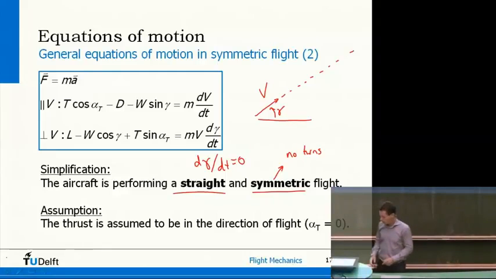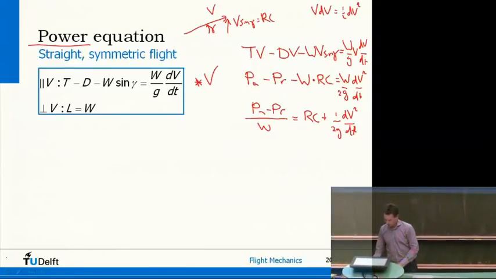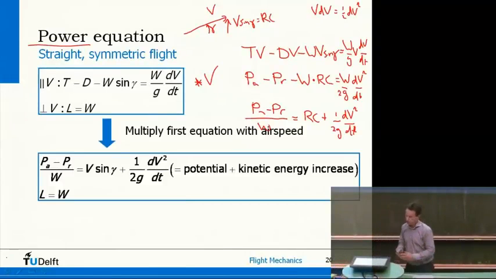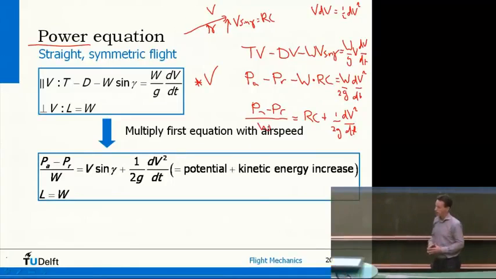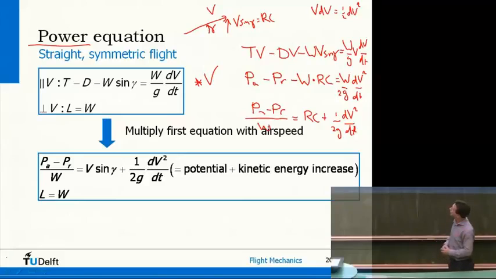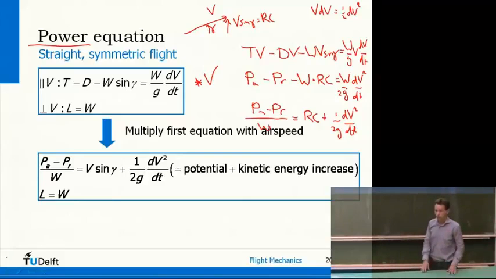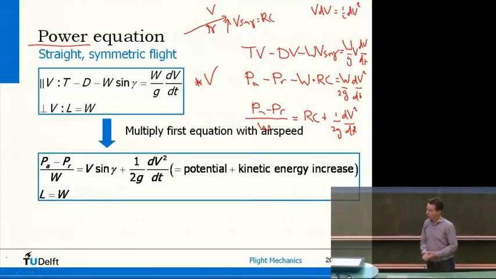So what we learned last time was that the equations of motion, in that case, simplify to these 2. Thrust minus drag minus a weight component, which is pulling you backwards, equals mass times acceleration, and lift is equal to weight. There was also another way of writing it.